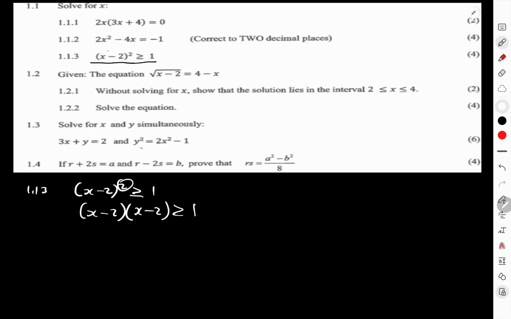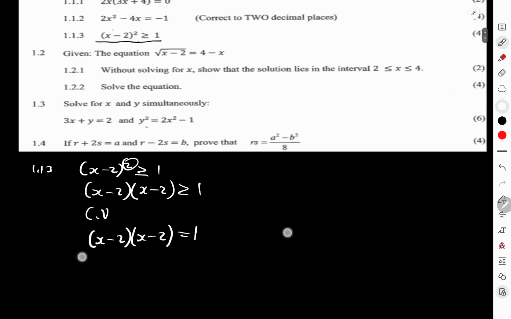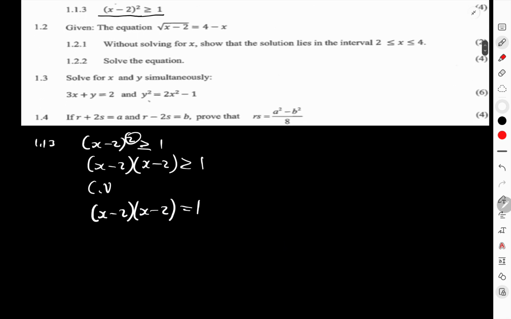Now at this particular format, we can say critical values. Instead of putting greater or equals to 1, we can simply put (x minus 2)(x minus 2) is equals to 1. So we replace that greater or equals to with what? With an equal sign here. Therefore now I'm going to expand. You remember the FOIL method, how we expand. This is how we expand.